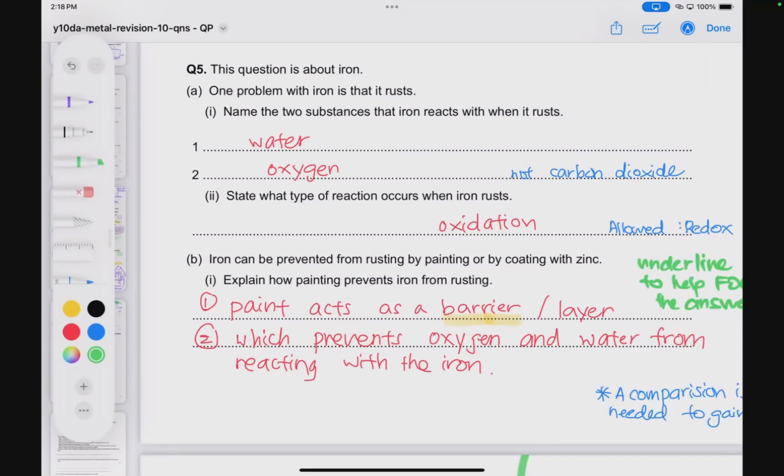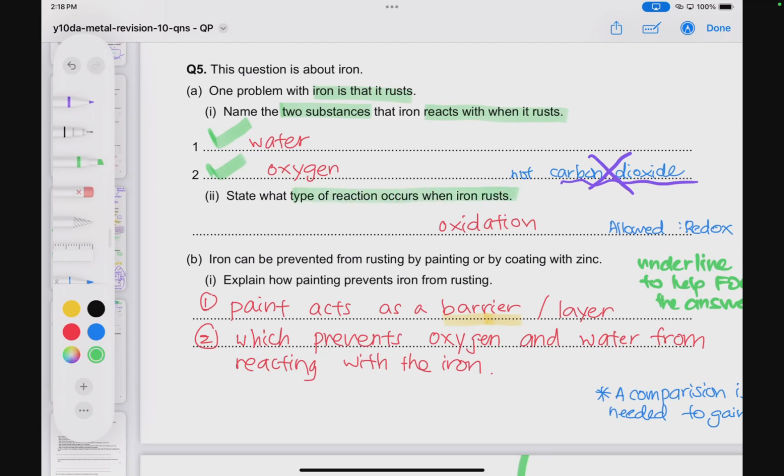So, first question here, simple questions about iron. One problem is that iron rusts. Name two substances that iron reacts with when it rusts. So in order for rusting to take place, you need water and oxygen. However, there are some students who will wrongly suggest carbon dioxide. That's wrong. Okay, oxygen and water again are the two essential conditions for rusting to take place.